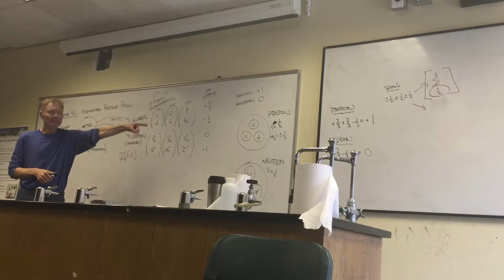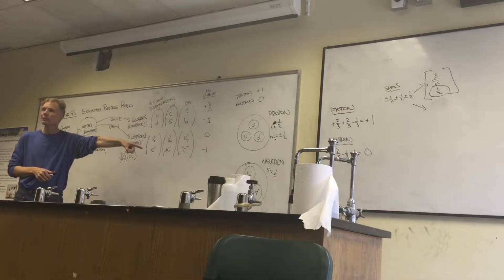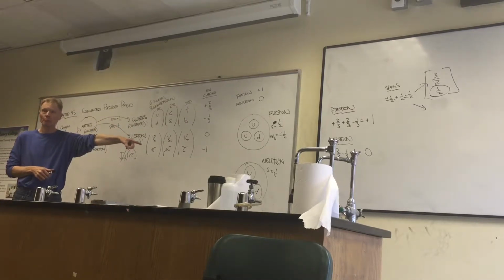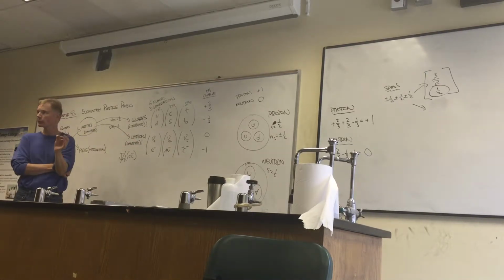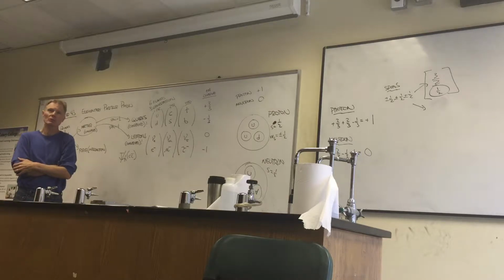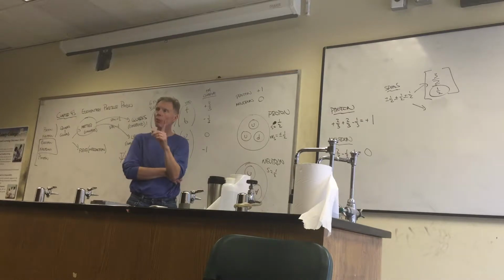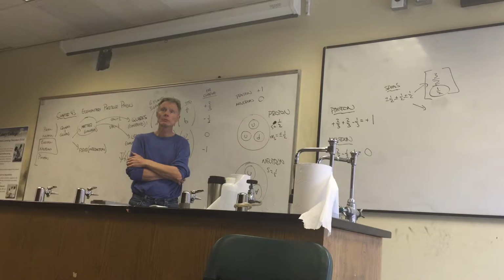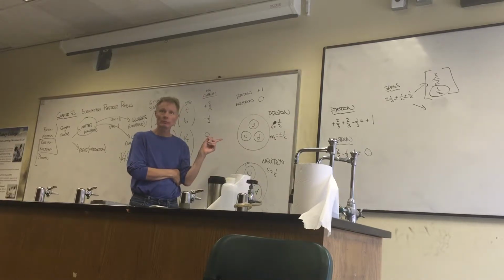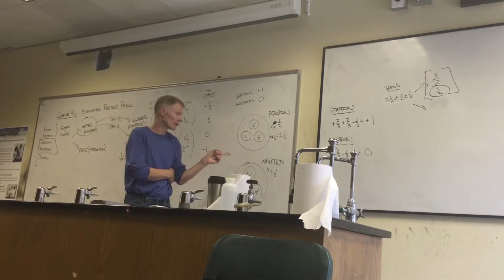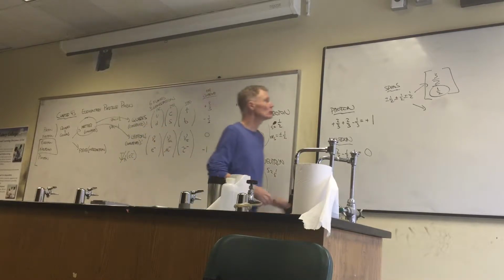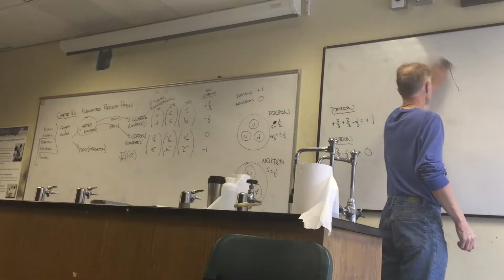Are either of these stable? Is a neutron stable? No. What do neutrons decay into? A neutron left to itself will decay into a proton, right? So there's only one quark combination out there that's stable. It's the proton. The proton is the only stable particle. Neutrons are not stable. Neutrons decay into protons.